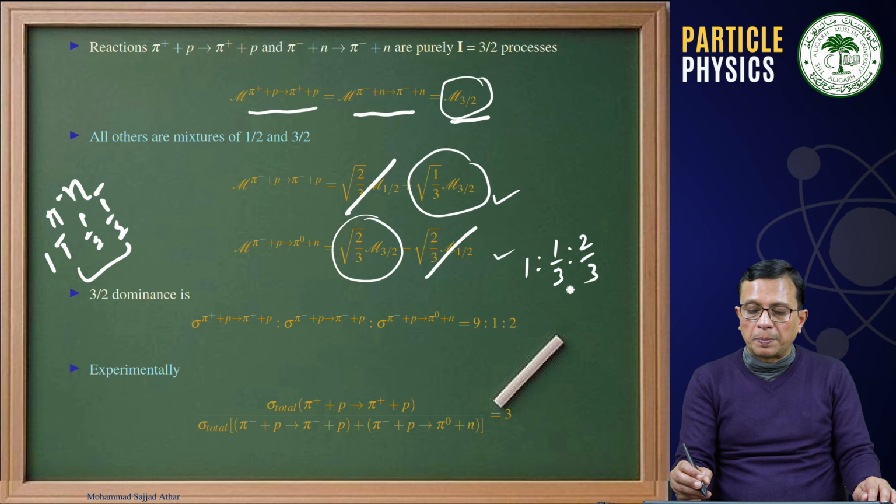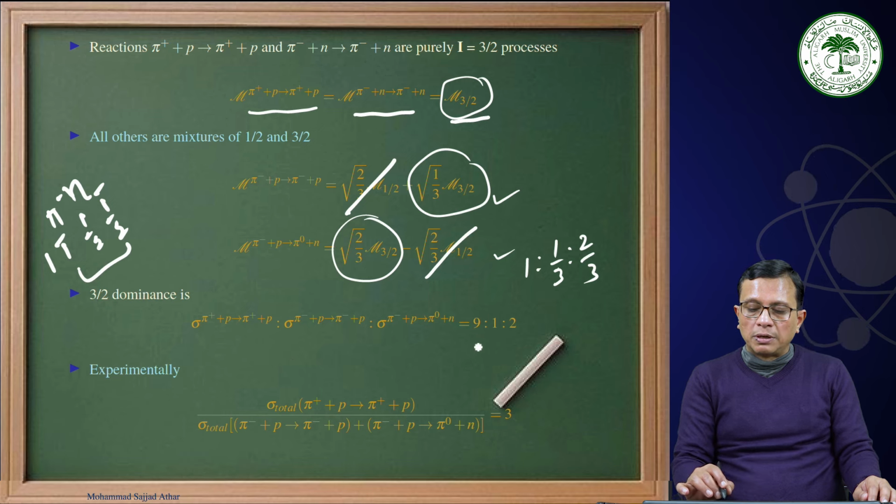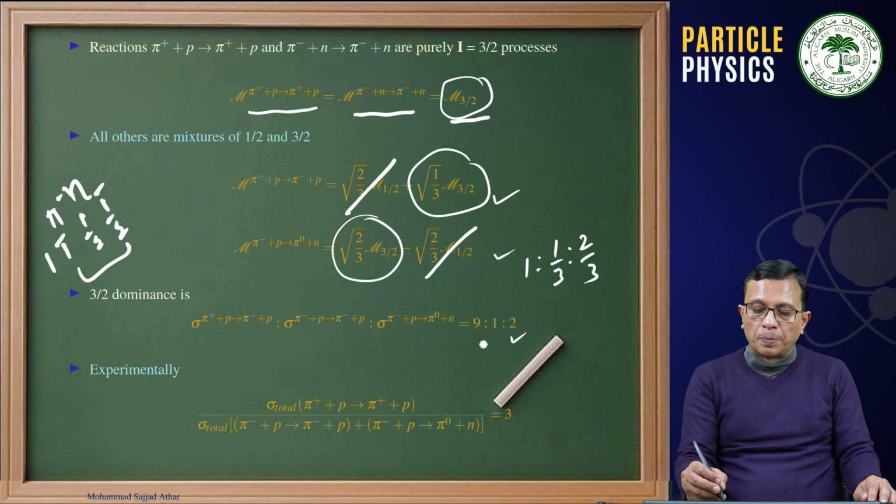In principle, if I multiply, this is at the level of the cross sections. Therefore, this ratio for the square will be 9:1:2. And experimentally, that means if you take the ratio of pi plus p going to pi plus p upon pi minus p going to pi minus p plus pi minus p going to pi 0 n, that means I am including both, 2 plus 1, that is 3. And here in the numerator we have 9. 9 upon 3 means that will be 3.